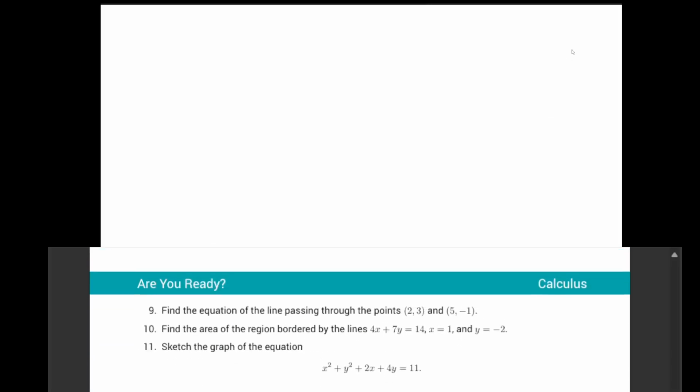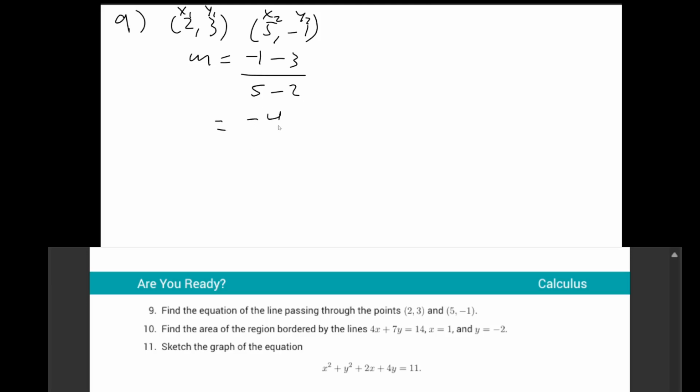Anyway, find the equation of the line passing through the points. This is problem number 9 here. Line passing through the points 2, 3, and 5, negative 1. So it's just a basic algebra 1 slope question. I'm just going to let this equal x1, y1, x2, y2. So m, which is our slope, will just be y2 minus y1 over x2 minus x1. So this will then equal negative 4 over 3.